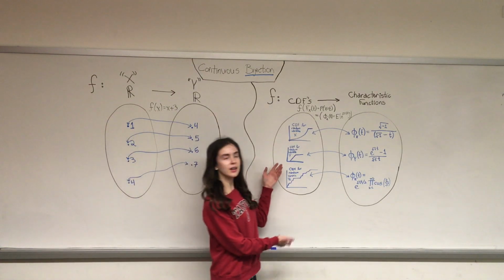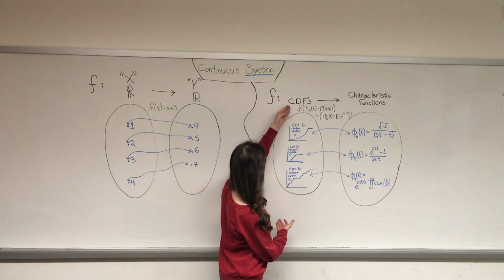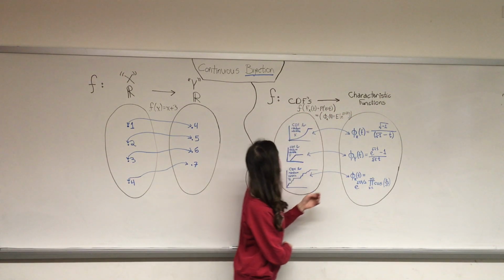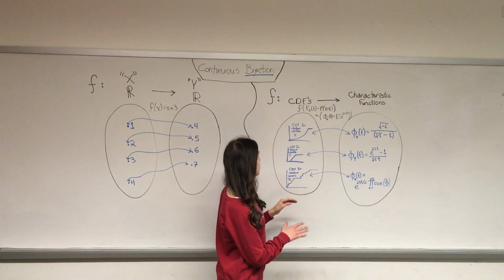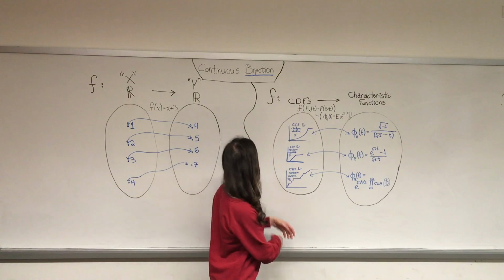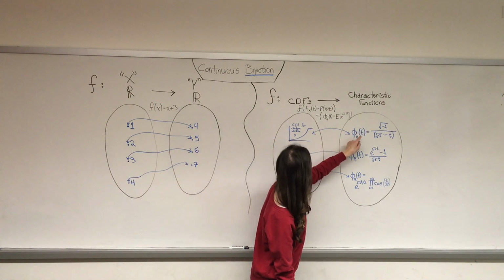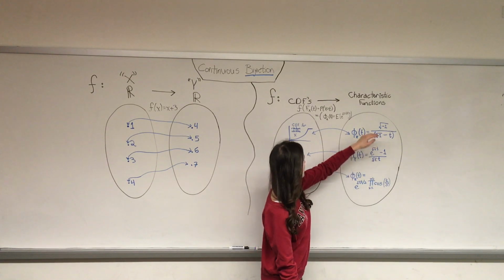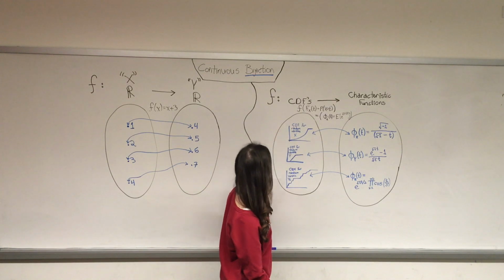Coming over here, we have the mapping f that goes from the space of cumulative distribution functions to the space of characteristic functions. The bijection is defined explicitly by this. You don't need to worry about that yet, but just know that this is a function that has already been defined. Here, every single cumulative distribution function has exactly one characteristic function over here, and every characteristic function over here has exactly one cumulative distribution function.